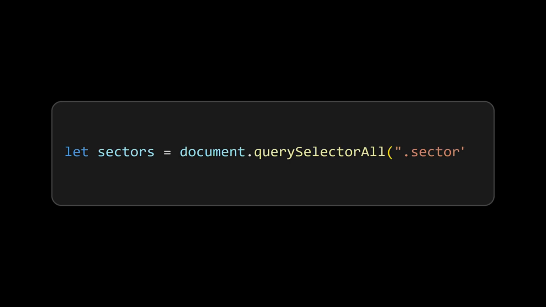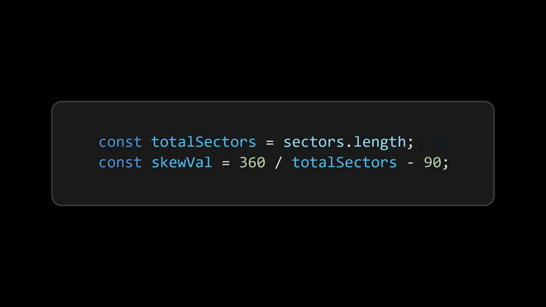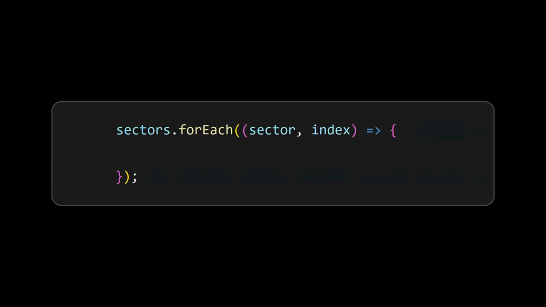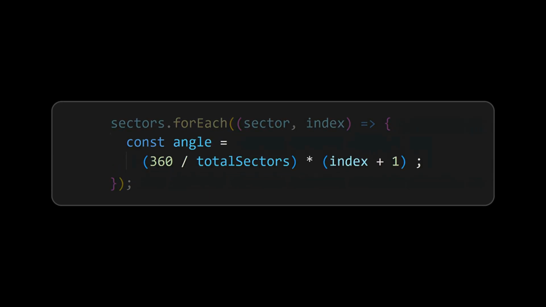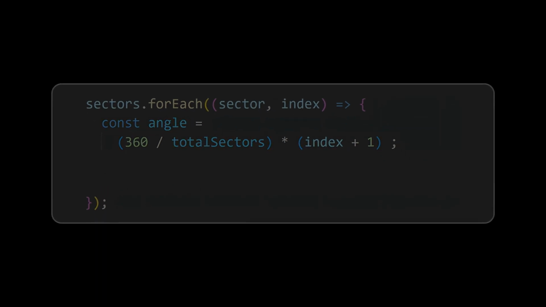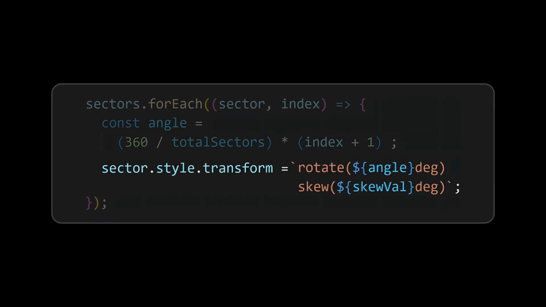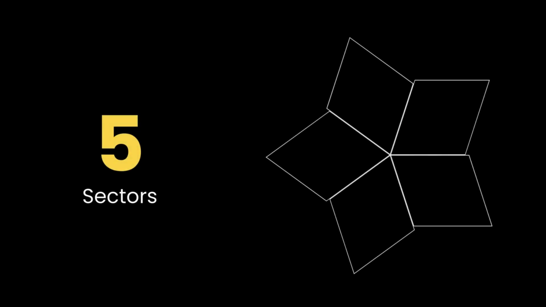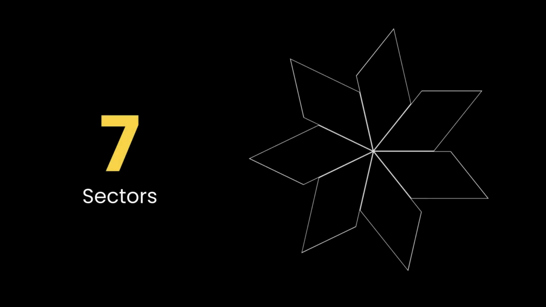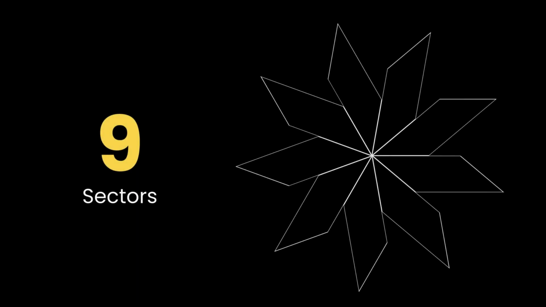We will write a small script for that, start by declaring a variable, targeting all the sector elements. Next, store the total sectors count and the skew value as shown. Then iterate over all the sectors and calculate the rotation angle for each sector, and finally set the rotation angle and skew value to the sectors. We can now see the dynamic menu based on the total sectors or menu options.